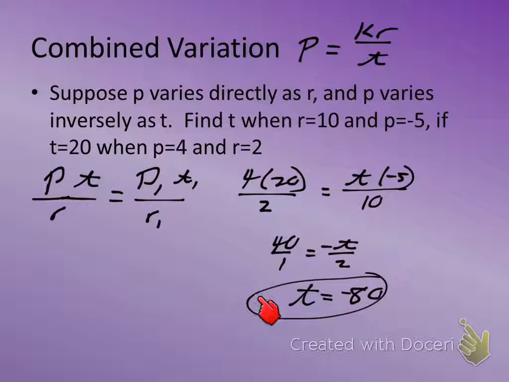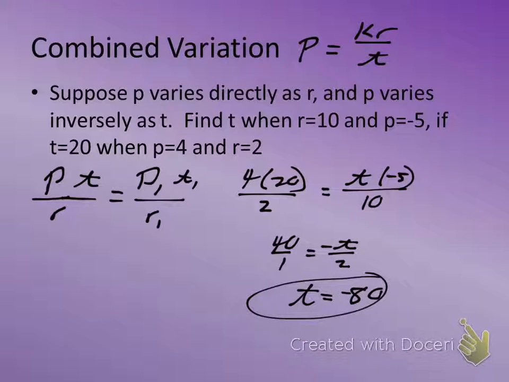Alright, so the last answer should get t to equal -80. So once again, set it up from combined variation. So p on the left, k varies directly as r, so r's on top, t's on bottom. Solve for k, that's what you use over here for your proportion, and then you plug in the variables, get it down, solve, get t equals -80.